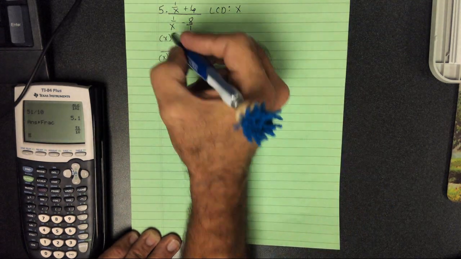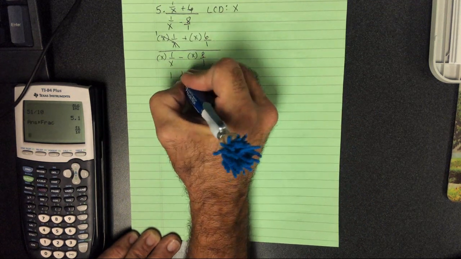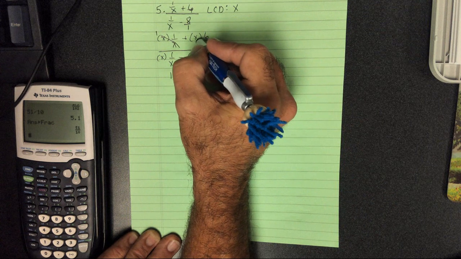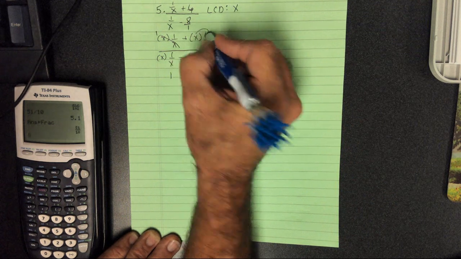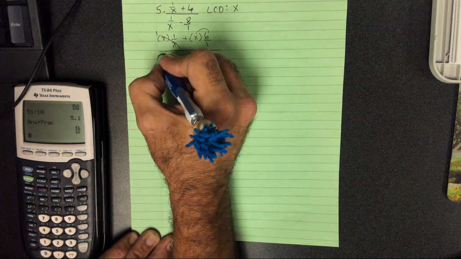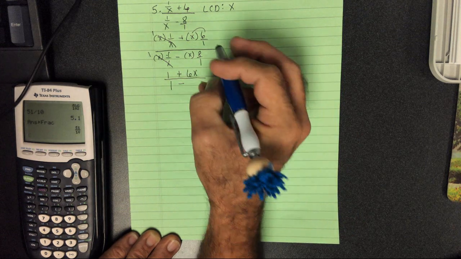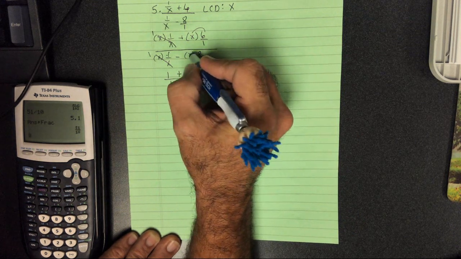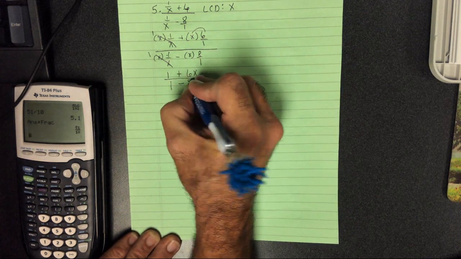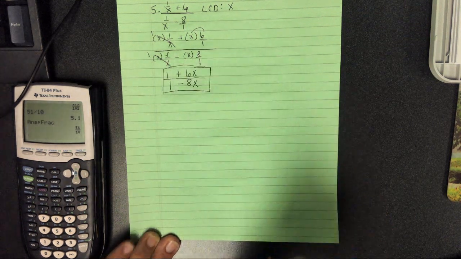So watch this. These x's cancel, making a 1. 1 times 1 is 1. Plus, here nothing cancels. x divided by 1 is x, but x times 6 is 6x. On the bottom, these x's cancel, making a 1. So 1 times 1 is 1. Minus, x divided by 1 is x. So x times that 8 would give me 8x. And that is our final answer.